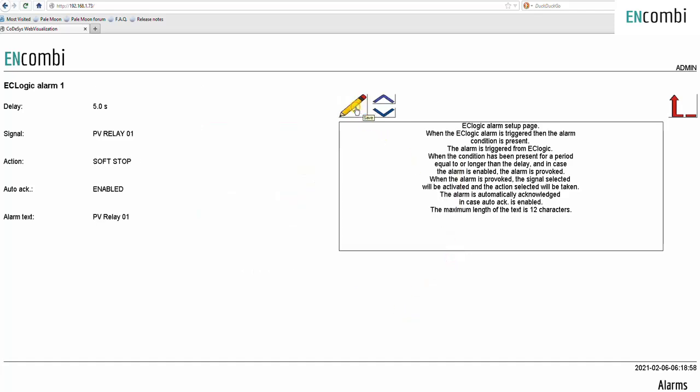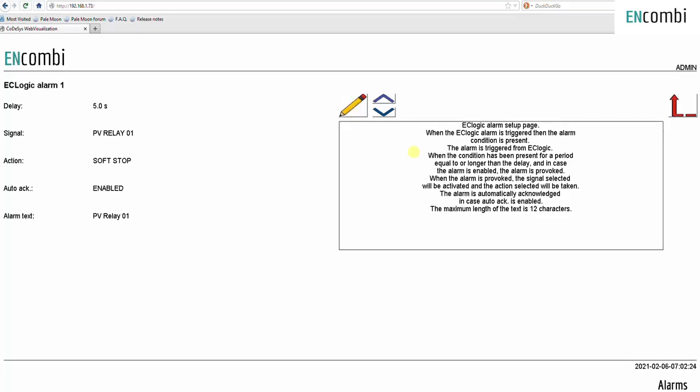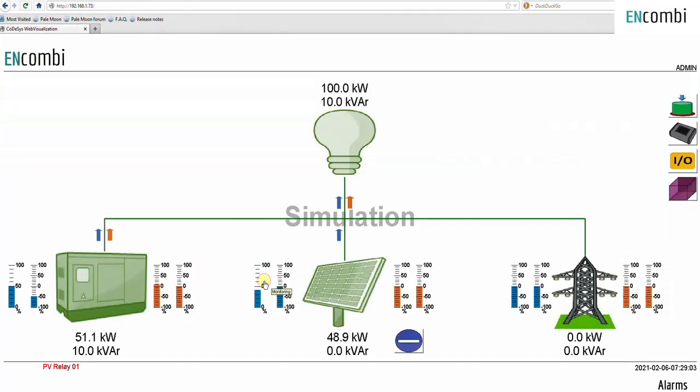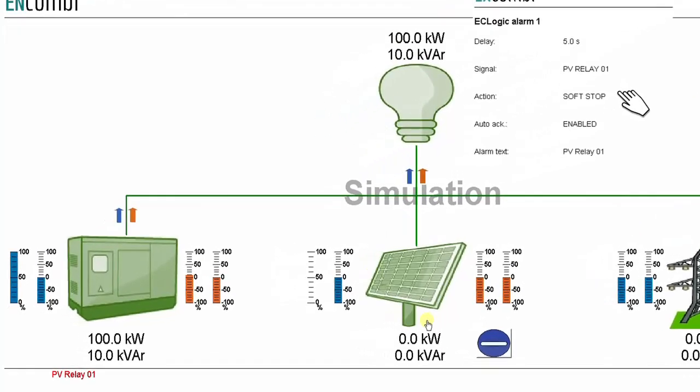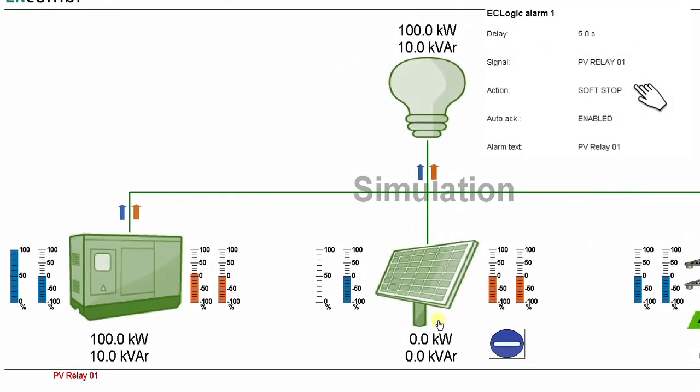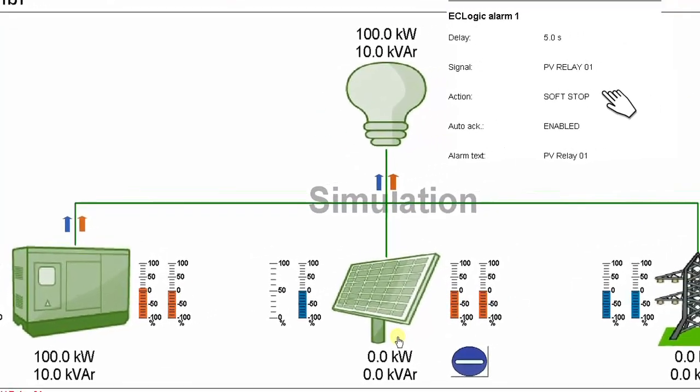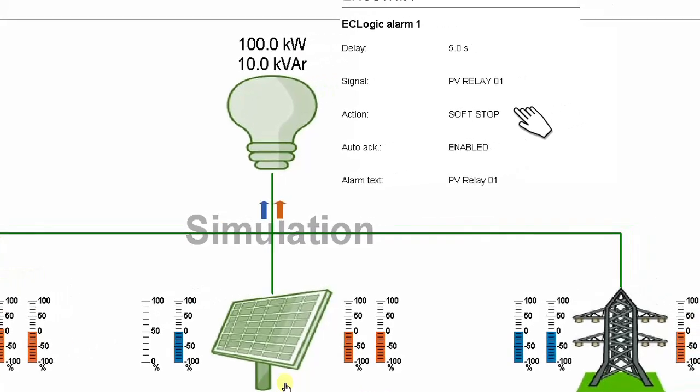Then save your settings. Now power up the I/O module and monitor the EC web. There you will see the PV relay notification because the trigger is present. If you go to the monitoring page, there you will see the alarm execution bring the PV production to 0 kilowatts. This alarm provocation executed because the alarm action setting is soft stop PV relay.